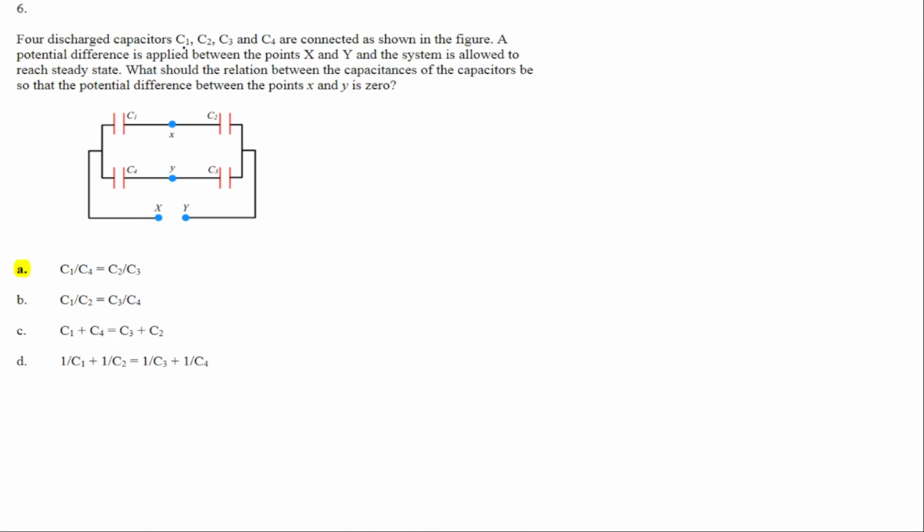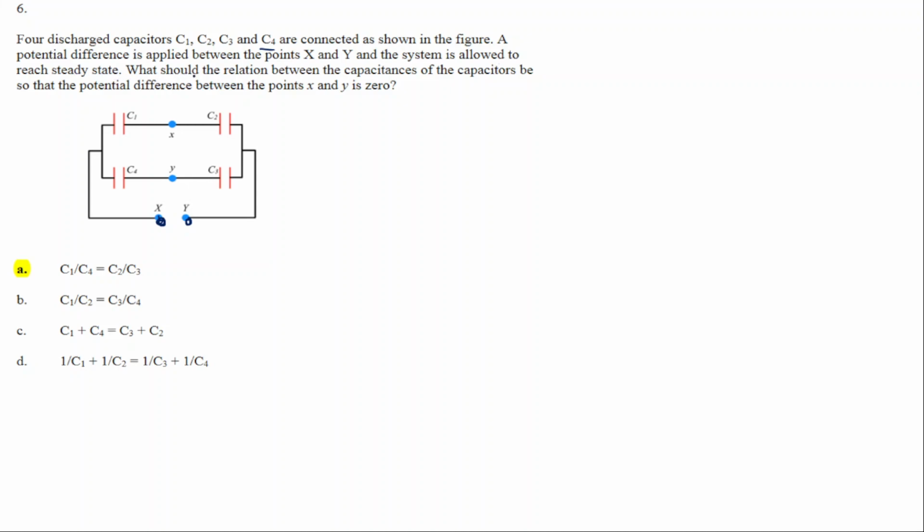Four discharged capacitors C1, C2, C3 and C4 are connected as shown in the figure. A potential difference is applied between the points X and Y, and the system is allowed to reach the steady state.